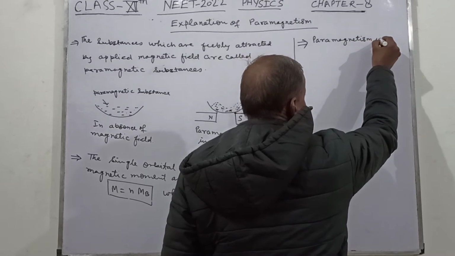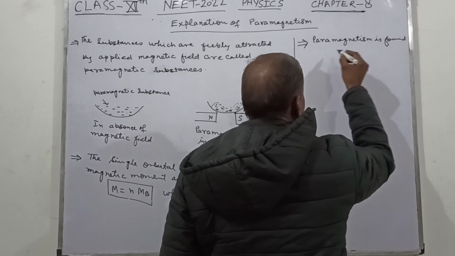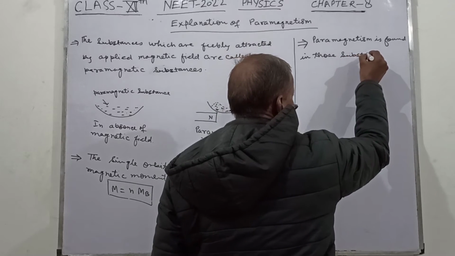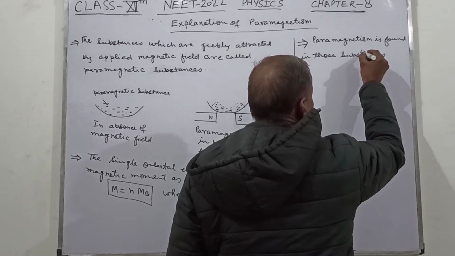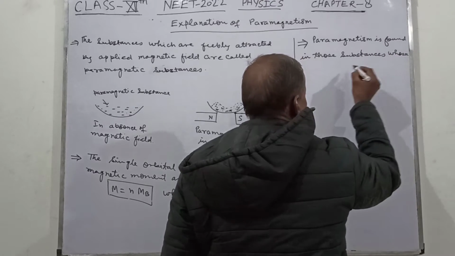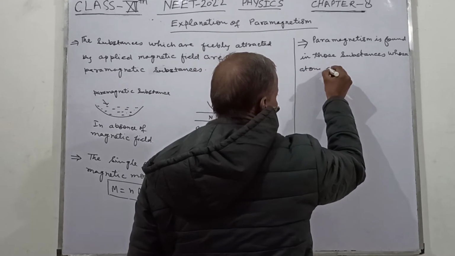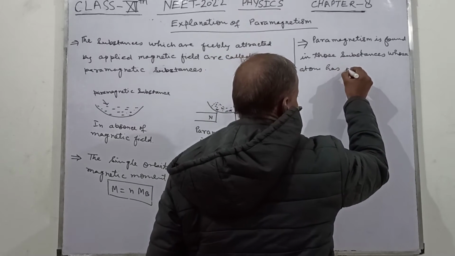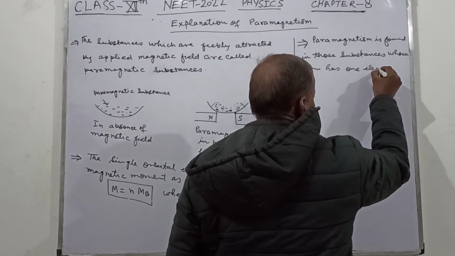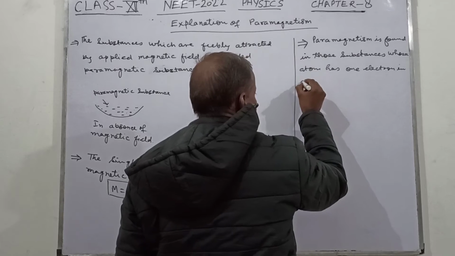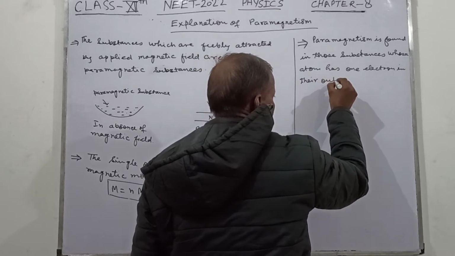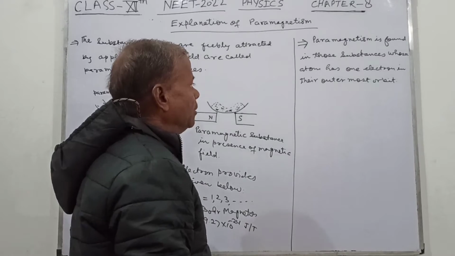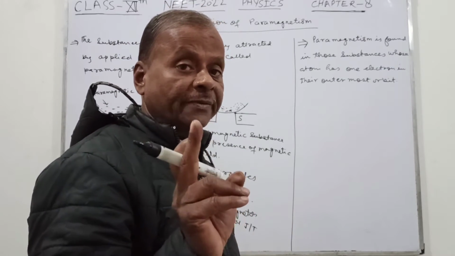The paramagnetism is found in those substances whose atom has one electron in their outermost orbit. So there is one electron that will provide the magnetic moment.